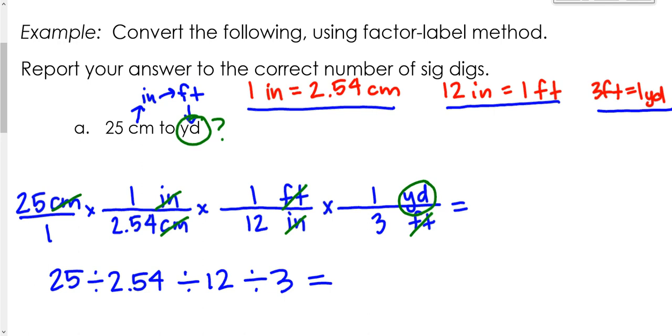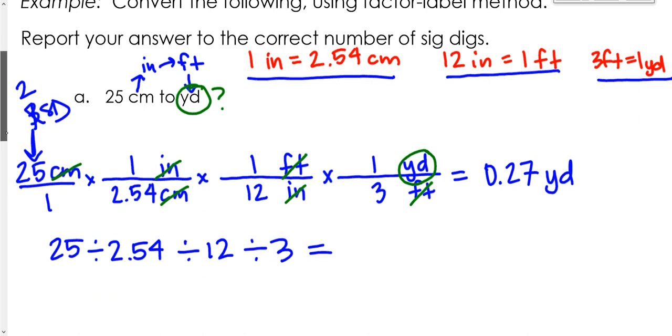So when I type this in, if I do 25 divided by 2.54, and it would be helpful for you to do this as well, just to see what it looks like. I get a big long number, 0.273403332, and so on. So if you know about sig digs, I know that in this case I have 2 sig digs, so my answer will have 2 as well. So I'm going to write 0.27, and my unit, remember all of these need units as well, yards in this case.